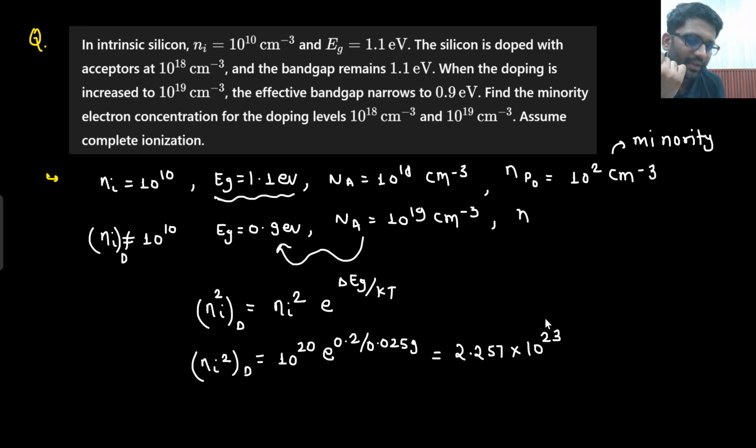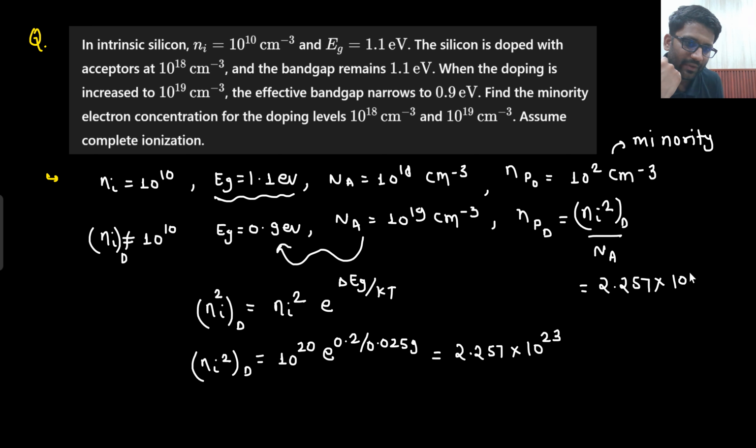Now what will be your minority carrier concentration after very high doping? That value will be Ni square after doping divided by Na. So Ni square after doping has become 2.257 into 10 to the power 23, divided by Na, that is 10 to the power 19. What answer will you get? 2.257 into 10 to the power 4 centimeter cube inverse.